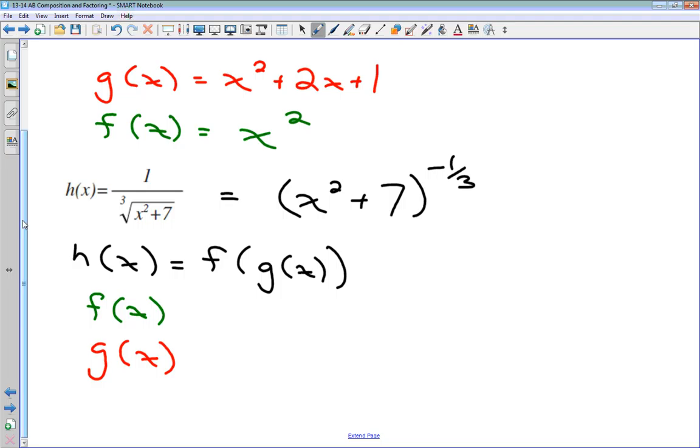Okay, so looking at x squared plus 7 to the negative 1/3, what is our inner function, or g at x, and what is our outer function, f at x, that g at x has been subbed into? So what's the inner part of this thing, do you think? Right. x squared plus 7. Yeah, this thing right in here is going to be our g at x.